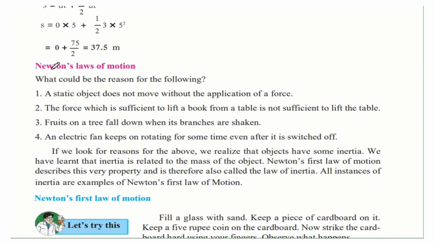So now we learn Newton's laws of motion. What could be the reason for the following? A static object, that is an object at rest, does not move without the application of a force. Like for example, if you keep a pen on the table, it will not move unless you push it or pick it up. The force which is sufficient to lift a book from a table is not sufficient to lift the table. So if you try to lift your book with just one hand, you will be able to lift the book. But if you try to lift the table with one hand with the same force, you will not be able to lift the table.